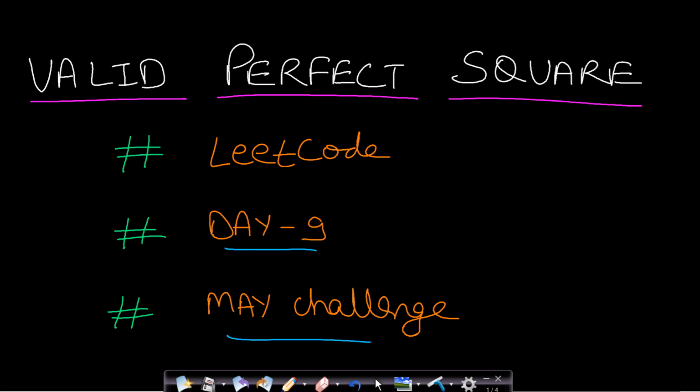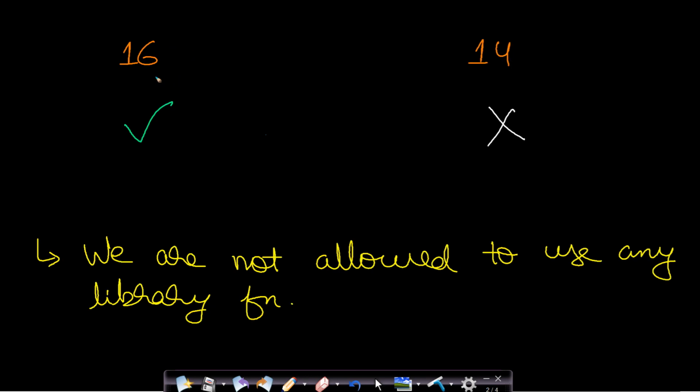So let us now look at the problem statement. The problem is very simple. Given a number n, you need to find whether this number is a perfect square or not. If it is a perfect square, then you need to return true, otherwise you need to return false. So you can see that 16 is a perfect square and 14 is not a perfect square.